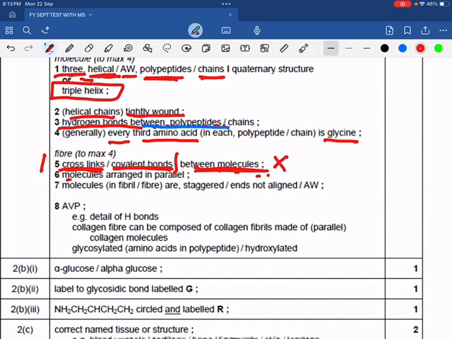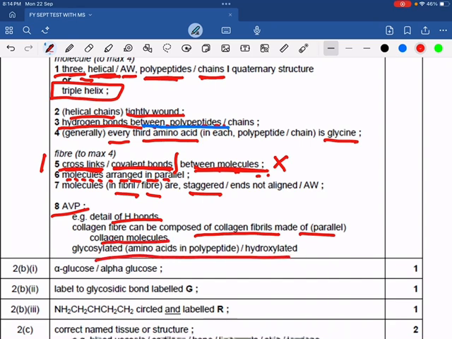Fine. How are those molecules arranged? They are arranged in parallel, right? The molecules in the fiber or the fibril are staggered, and AVP stands for alternate valid points. So if anybody has mentioned the details of hydrogen bonds, that collagen fiber can be composed of collagen fibrils made of parallel collagen molecules, you can get a mark also.